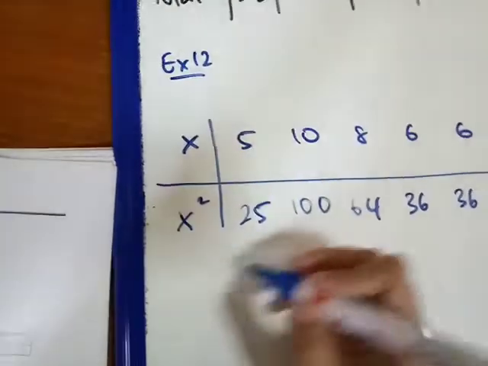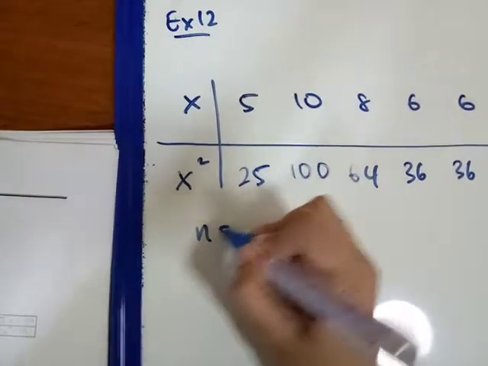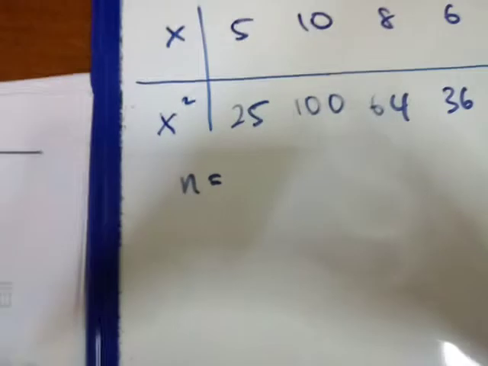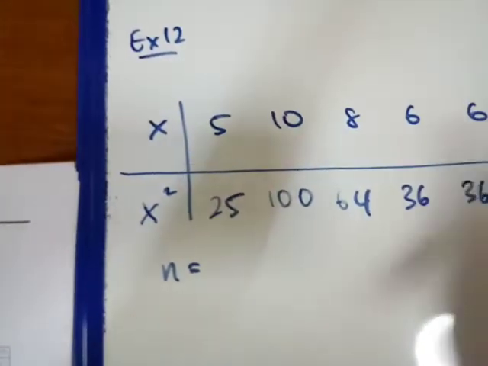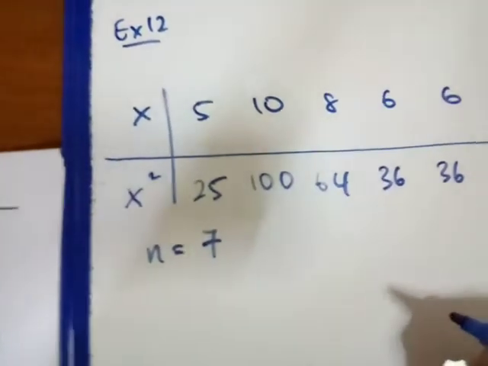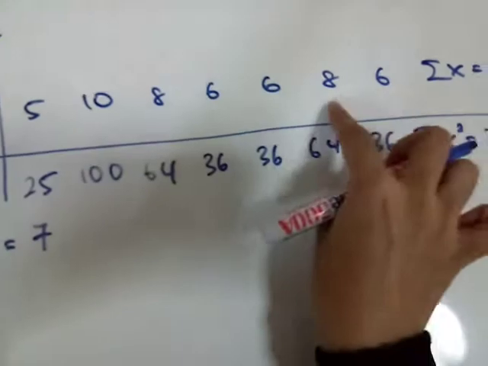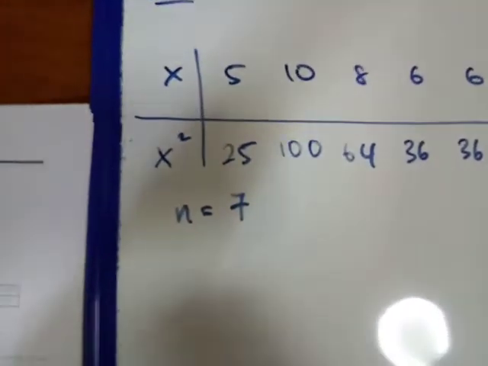And then you substitute into the formula. What is N? The third step is to find N. N is the number of observations, which is 1, 2, 3, 4, 5, 6, 7. So N is 7, and then you can substitute into the formula.